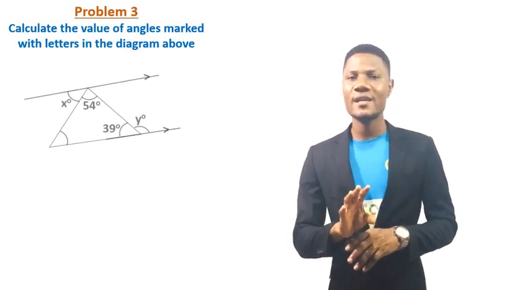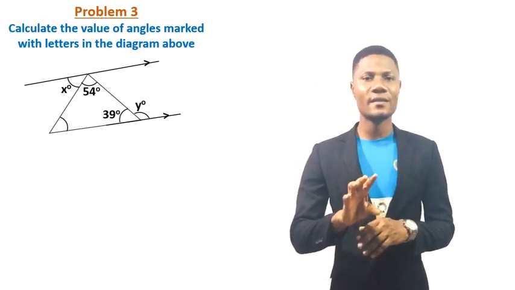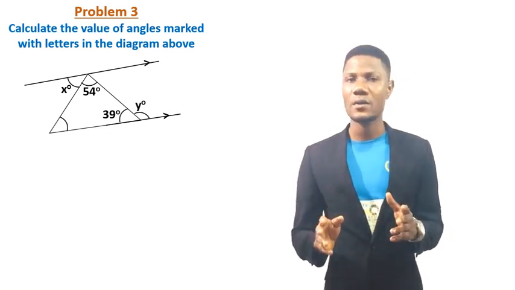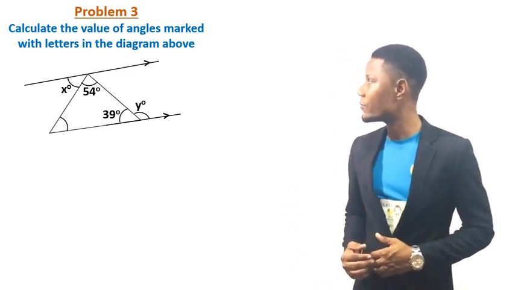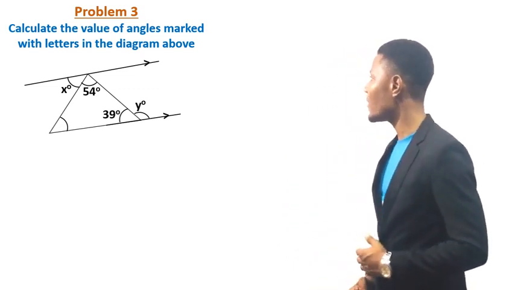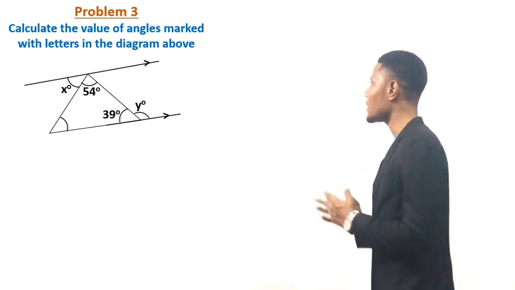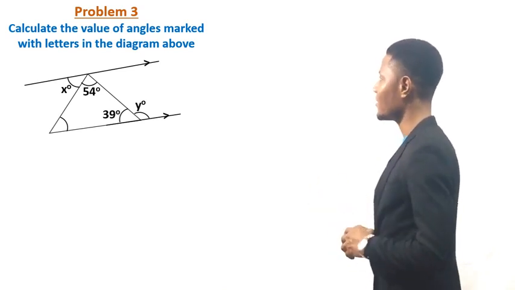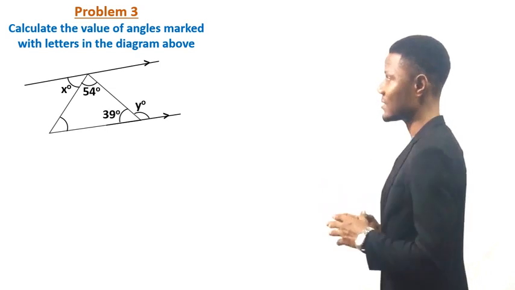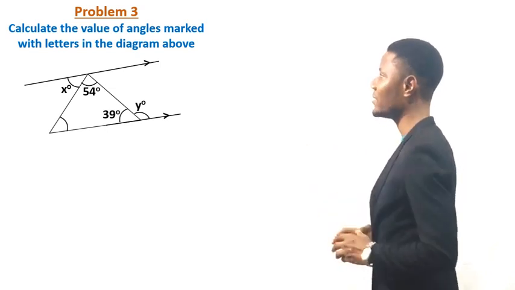This is problem 3. The question says calculate the values of angles marked with letters in the diagram above. I love this diagram because looking at it, I could see a triangle in the diagram.